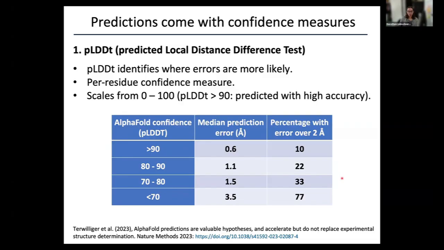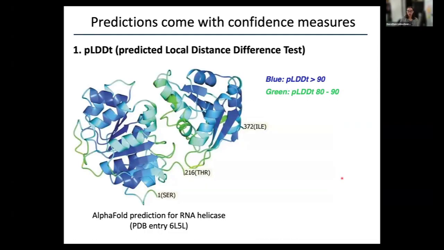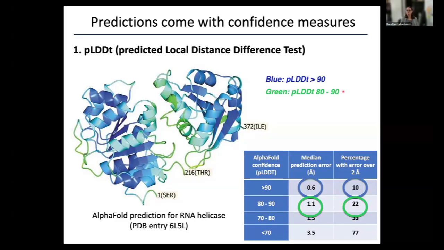So it's very handy when we have a predicted model to look at the prediction in a viewer and color the residues by PLDDT. So here's an example of an RNA helicase. This is an AlphaFold prediction. If the color is in the blue range, we have PLDDT larger than 90. If it's green, it's between 80 and 90.